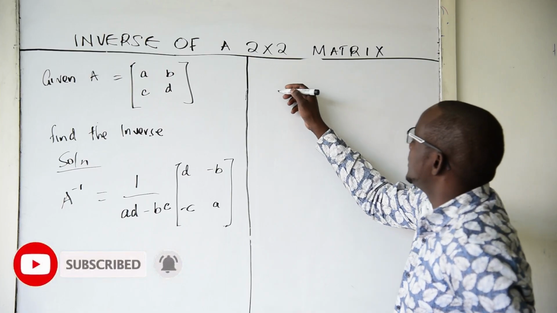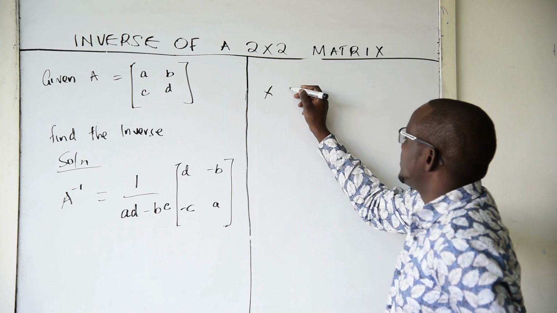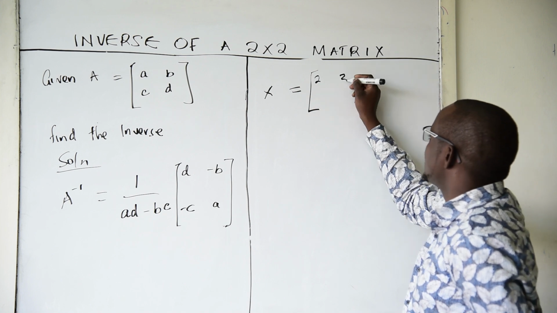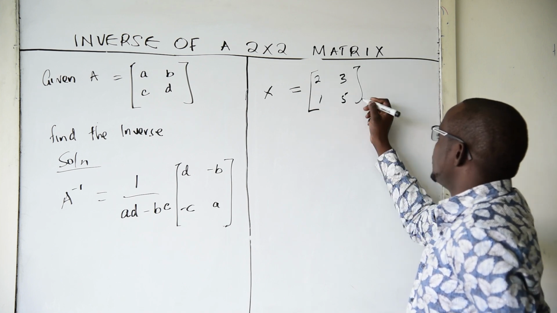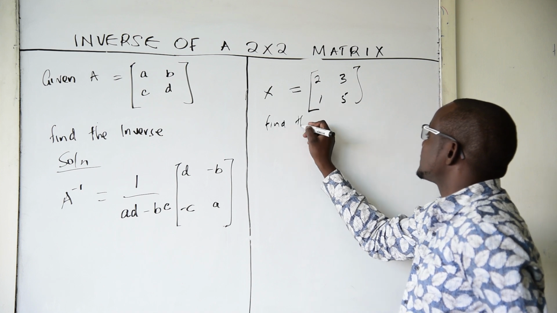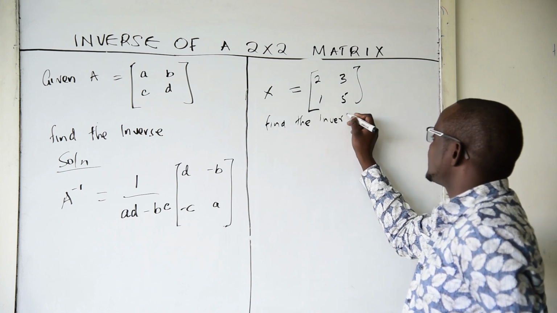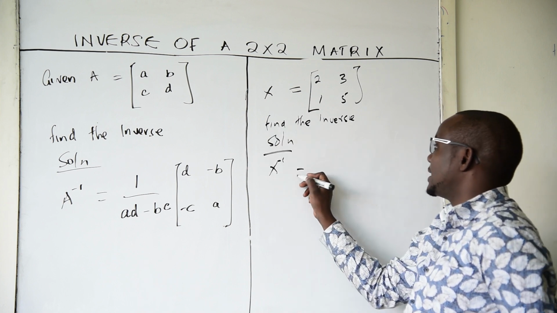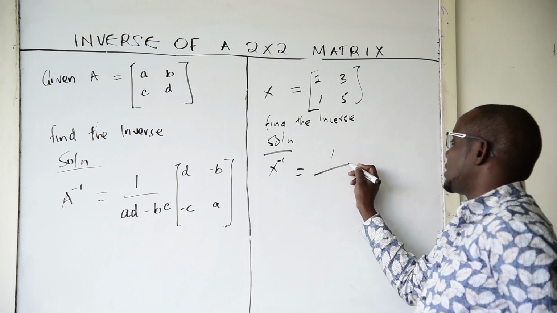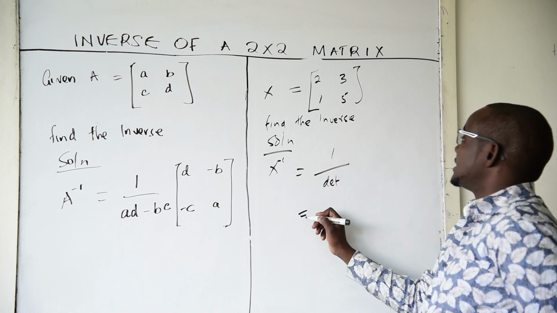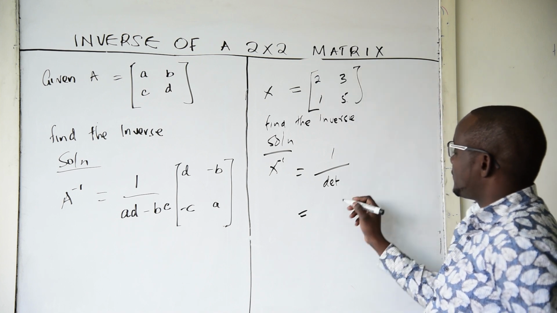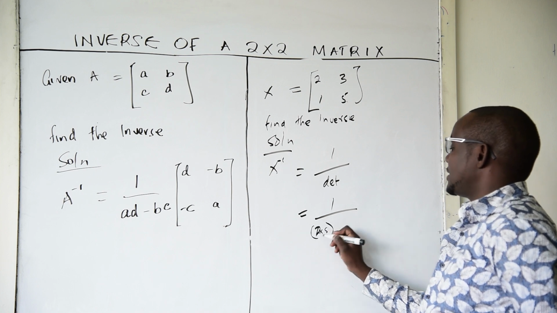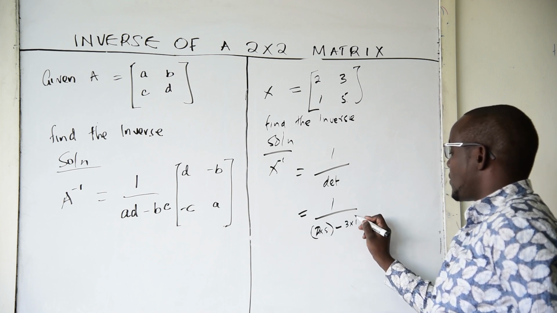You can also be given matrix X, which contains the following members: 2, 3, 1, 5. Then you are told to find the inverse. To get the inverse, which is X raised to power negative 1, you get the determinant first. So it's 1 over the determinant, and we know our determinant: you take 2 multiplied by 5 minus 3 multiplied by 1.